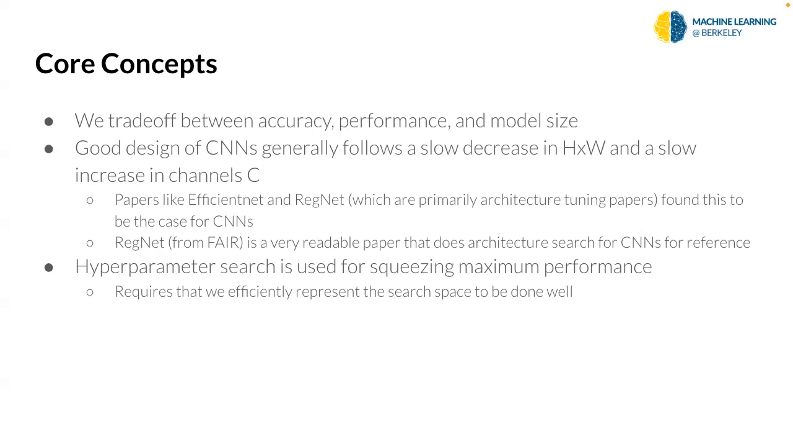And lastly, hyperparameter search is used for squeezing maximum performance. So these are hand-tuned networks that we found. Nowadays, a lot of the networks we use were done through neural architecture search at huge compute centers like Facebook, Google, etc., doing a search over a huge set of parameters.